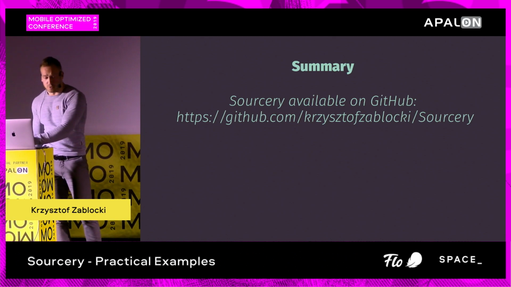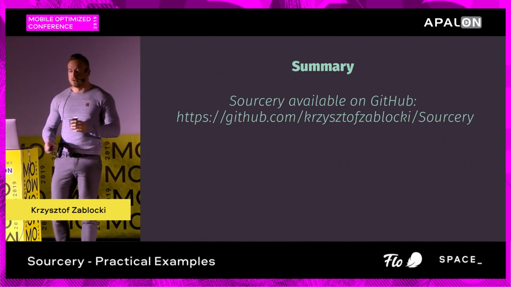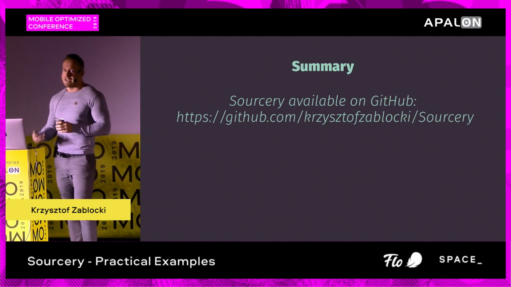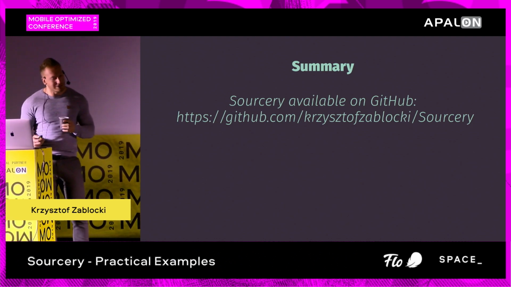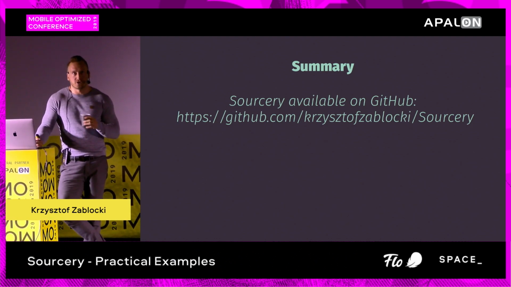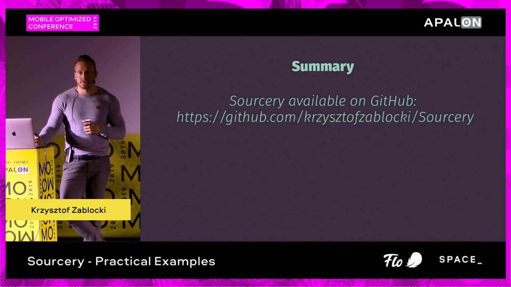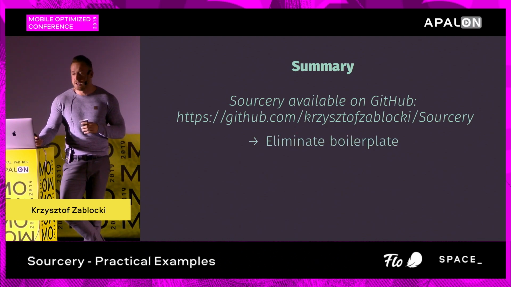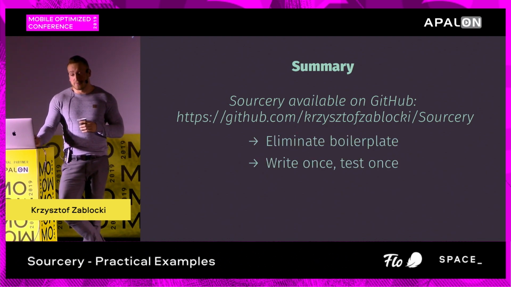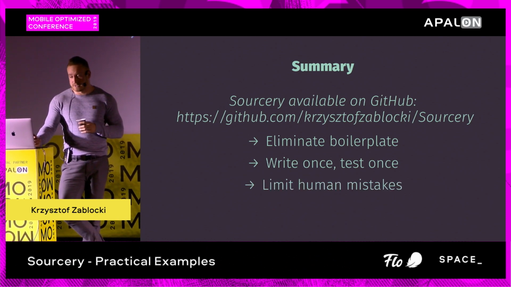Sorcery is free and available on GitHub. And if you want to learn how to write code, there are a lot of tutorials. This is a project that is not relying on me at all anymore. There are more than 80 contributors. There have been like 60 or 70 releases. You can eliminate boilerplate, write once, test once.